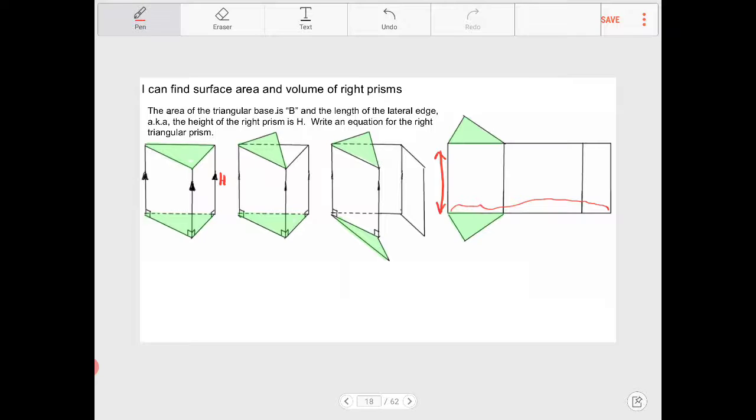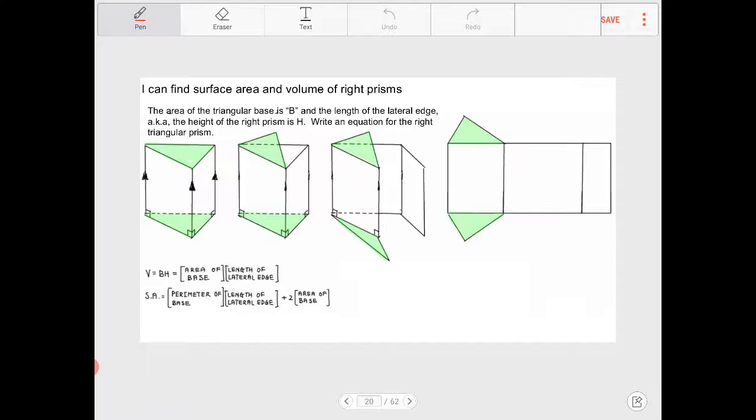So actually, the volume of this box and the surface area of the box is in fact very, very similar to the formulas that we developed for the cylinder a moment ago. So the volume is still base times height, right? It's the area of the base times the height.